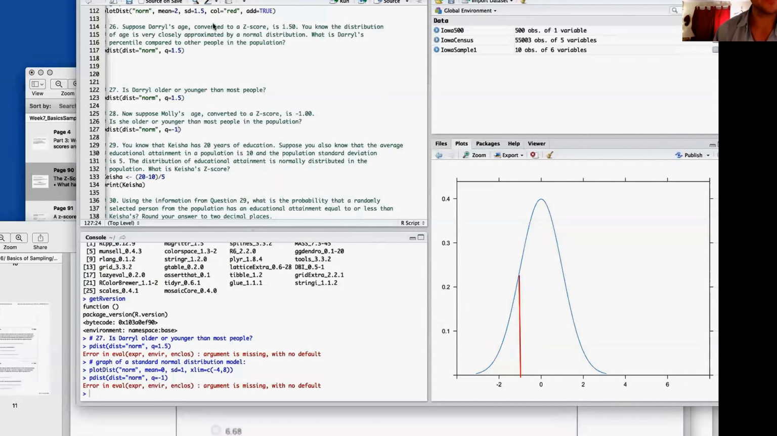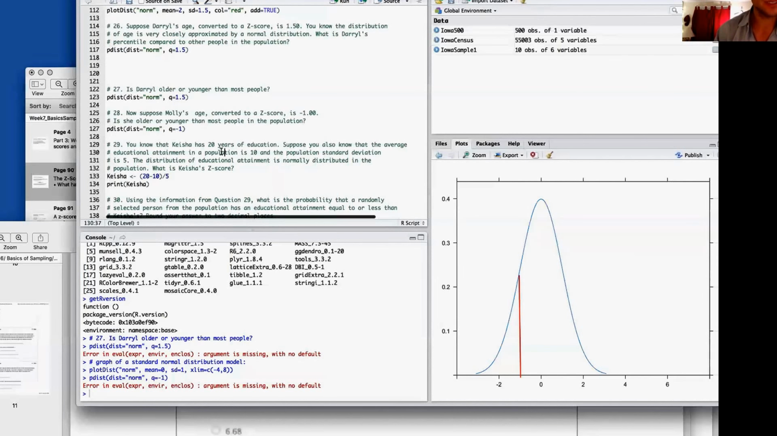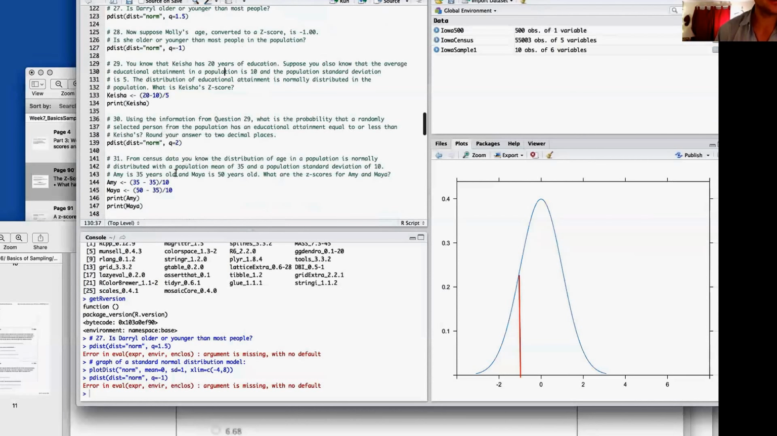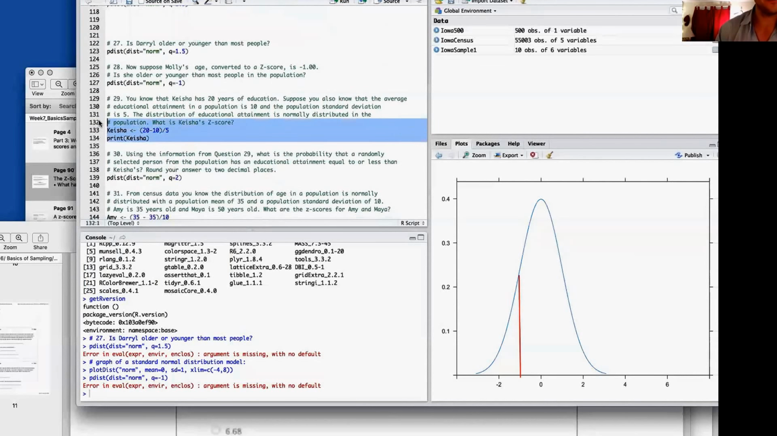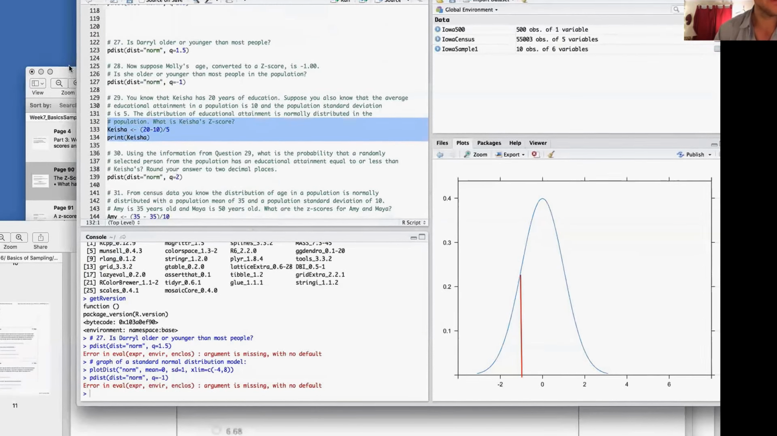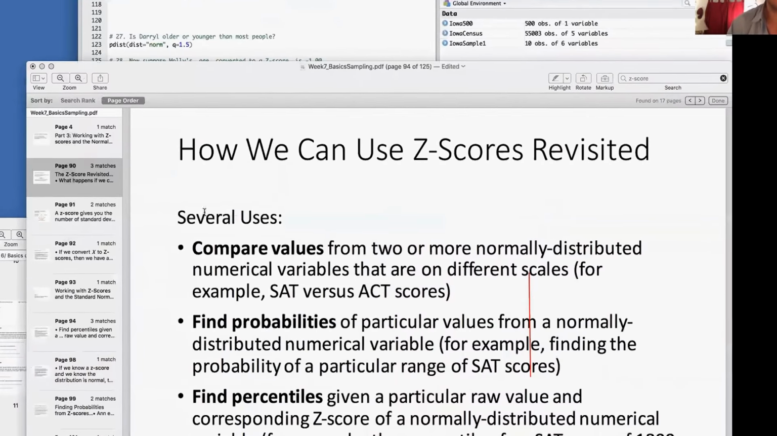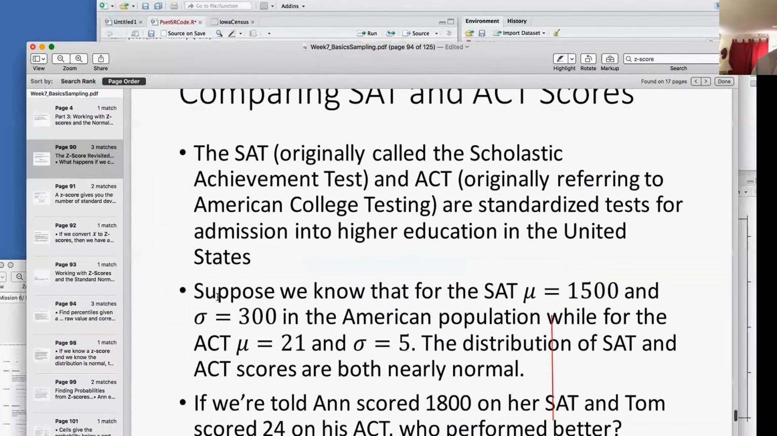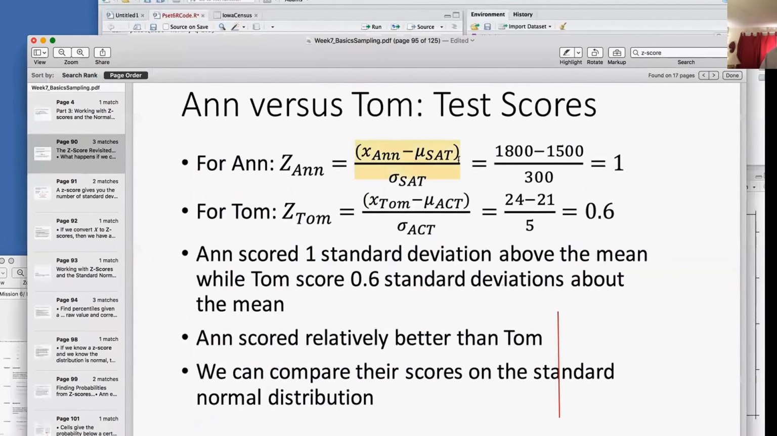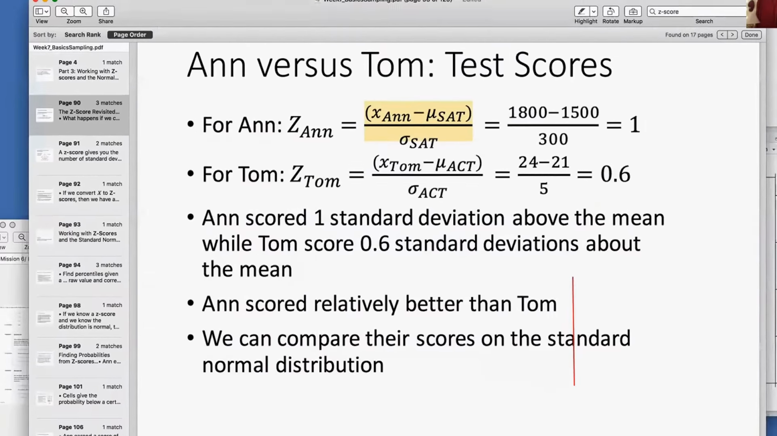So here we have, for instance, Keisha. She was actually a high school friend of mine. I don't know if we meant to do this, but we know that she has 20 years of education, right? So we know that the average educational attainment is 10 and the population standard deviation is 5. So in other words, we're basically showing you how you can find, basically take the population value. Hold on for a second.